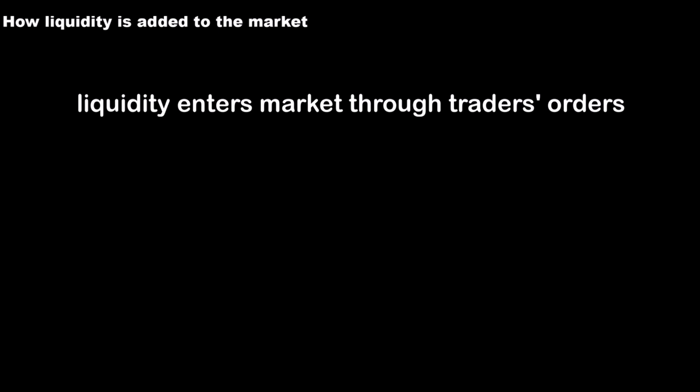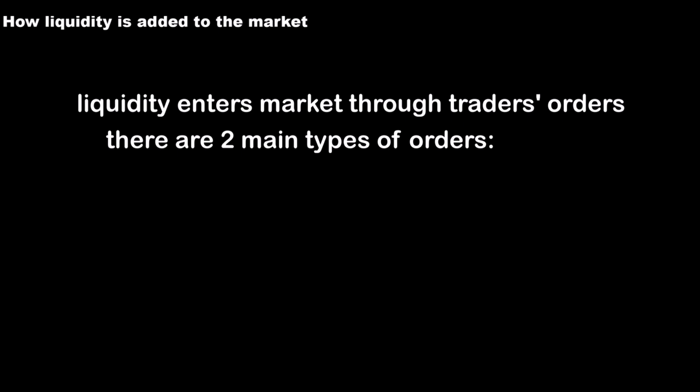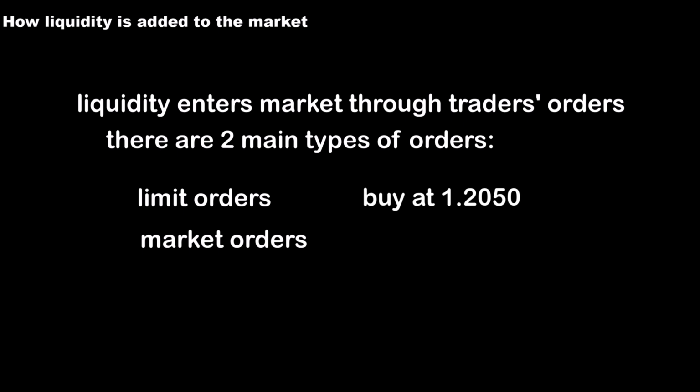Liquidity enters the market through traders' orders, and there are two main types: limit orders and market orders. A limit order means you want to buy or sell at a specific price. For example, I want to buy at 1.2050. This order is placed in the order book and adds liquidity because others can trade against it. A market order, on the other hand, means buy or sell right now at the best available price.